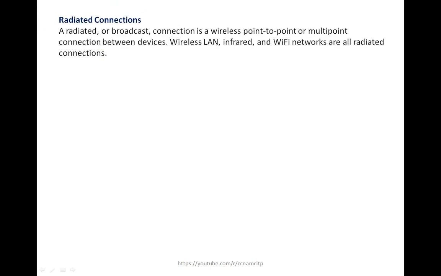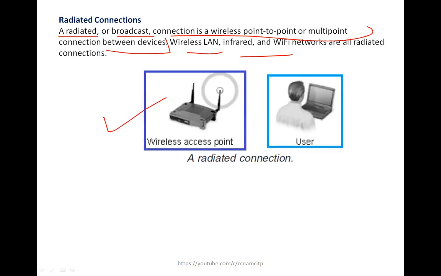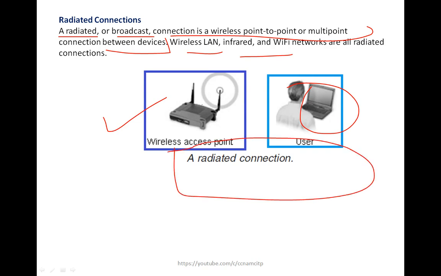Next one is radiated connections. So guys, a radiated connection or broadcast connection is a wireless point-to-point or multi-point connection between devices. So basically it is wireless. Wireless LAN, infrared and Wi-Fi networks are all radiated connections. If you have a wireless access point and a user is sitting here, that is known as radiated. The signal will be traveling, or that communication will be happening, through a wireless medium.